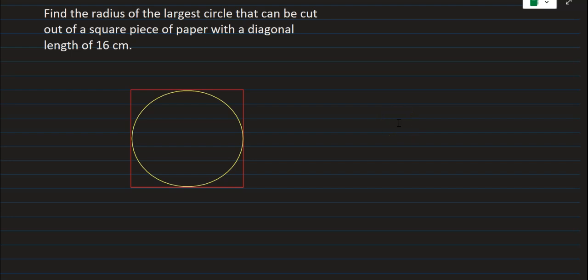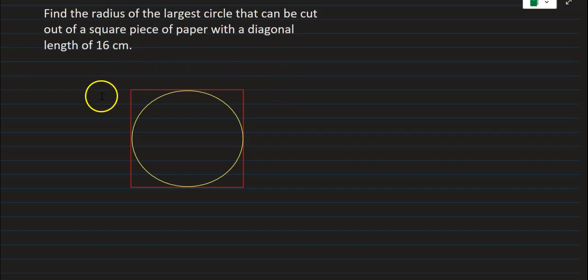Everybody, welcome back again. Here's another geometry question. So here it is. Find the radius of the largest circle that can be cut out of a square piece of paper with a diagonal length of 16 centimeters.